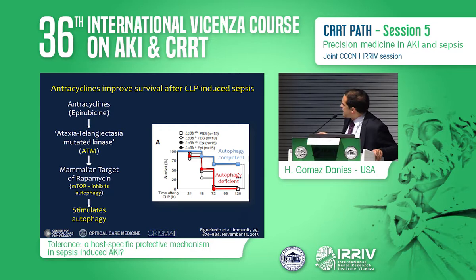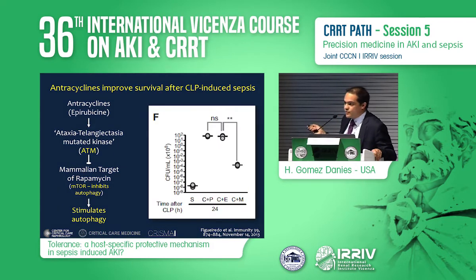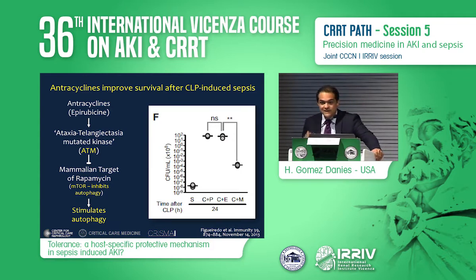So Figueiredo et al. actually looked at anthracyclines, which are anti-cancer medication, to treat sepsis, which is a little bit weird. But they ended up showing that these anthracyclines work through inhibition of the mammalian target of rapamycin and only protect the kidney when autophagy is functional. Because in animals that had no autophagy, this medication did not protect against survival. And again, they showed that there was no difference between the bacterial load in the peritoneum, suggesting again that mitophagy or autophagy activation during sepsis might be a tolerance mechanism.